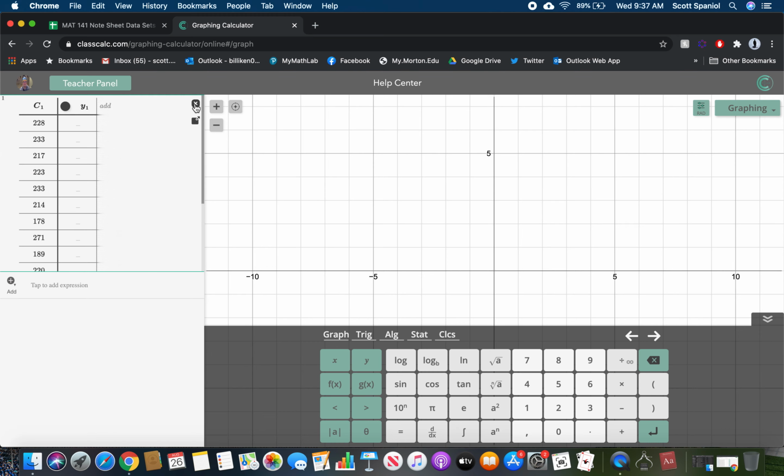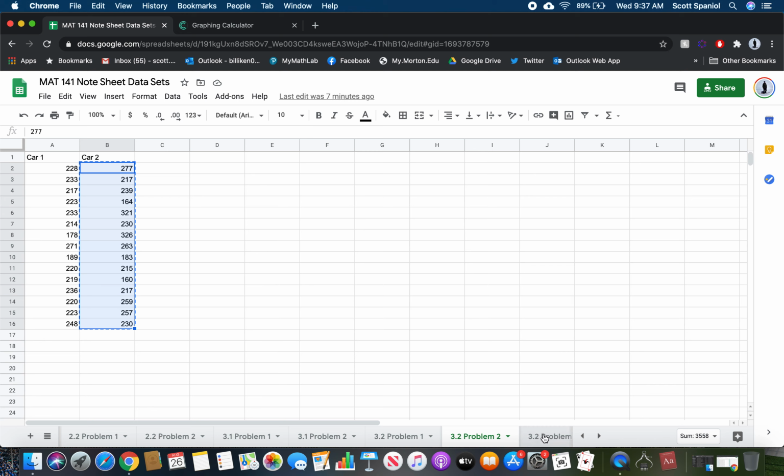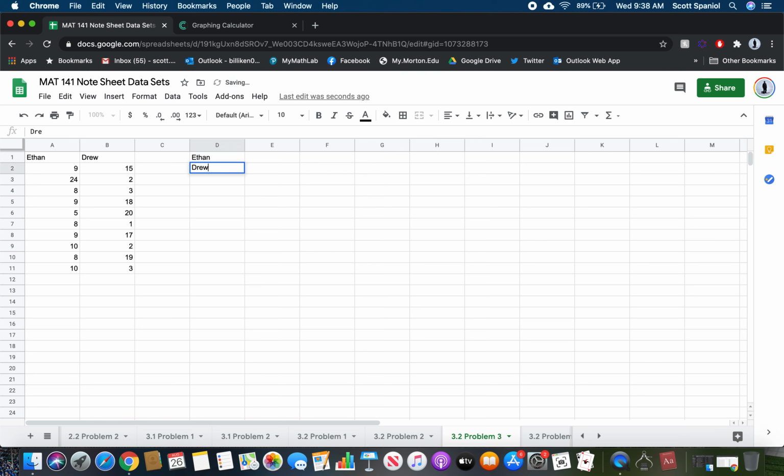Okay, so now that you've all had a chance to try these two problems, let's go through them together. So the first problem asks us to find the population mean and the range for the number of smallmouth bass caught per day for each fisherman. Okay, so we can do the mean for each of these. So if I do Ethan and Drew. So Ethan, I'm going to use Google Sheets for this first problem. So the mean average of A, and then I want to do the average of B.